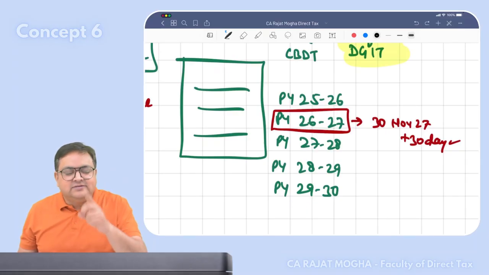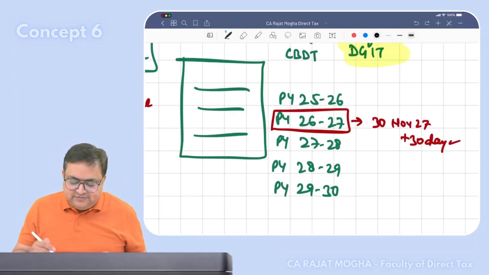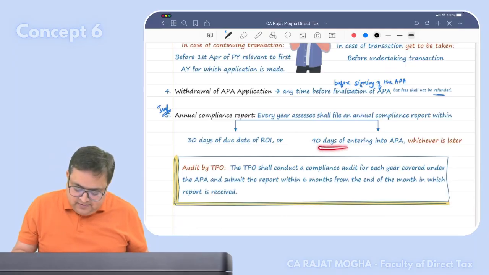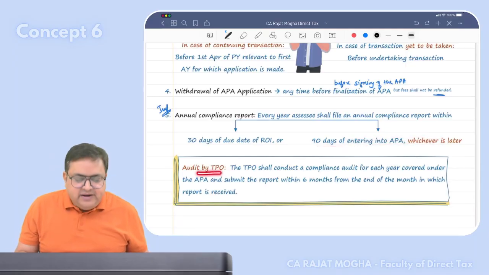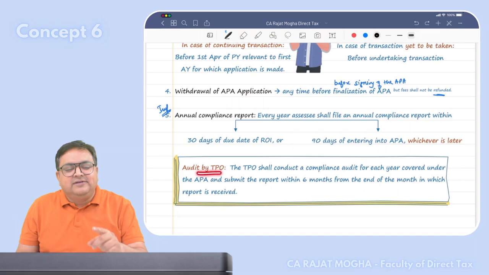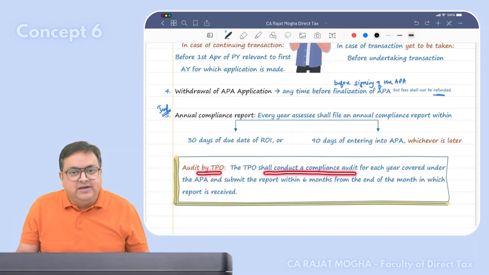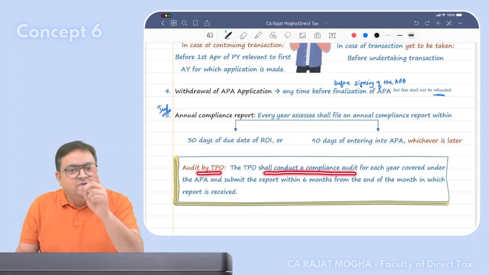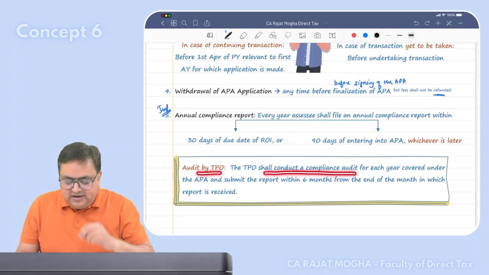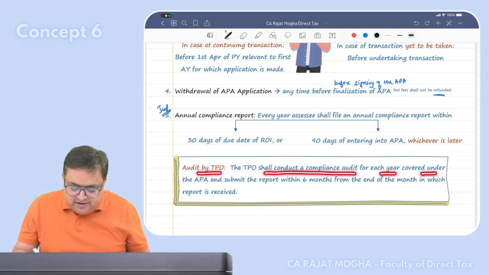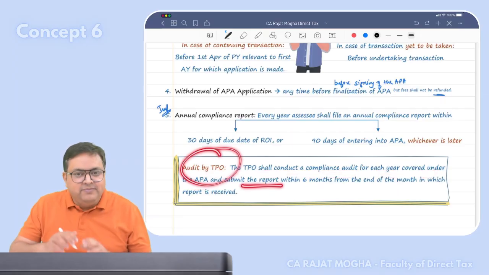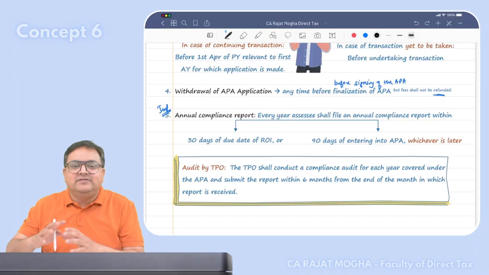And who will audit this? The transfer pricing officer. See, I'll read this later. Audited by TPO. So this compliance report will be audited by the TPO. The TPO shall conduct a compliance audit. He will do a compliance audit: yes, whatever you are saying is correct as per the APA, for each year covered under the APA. Correct, for each year. And submit the report to whom? Please don't learn it. To whom will he submit the report?